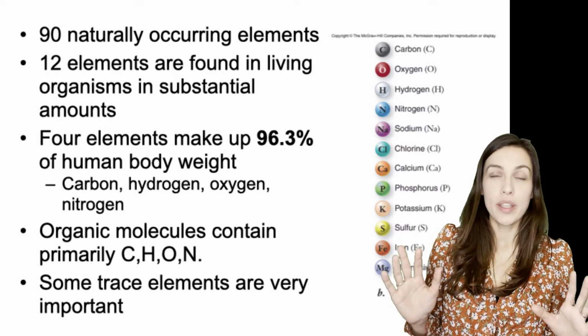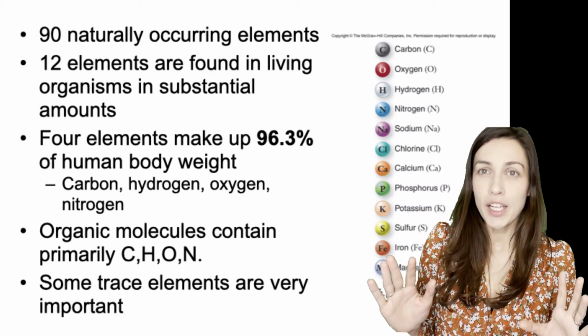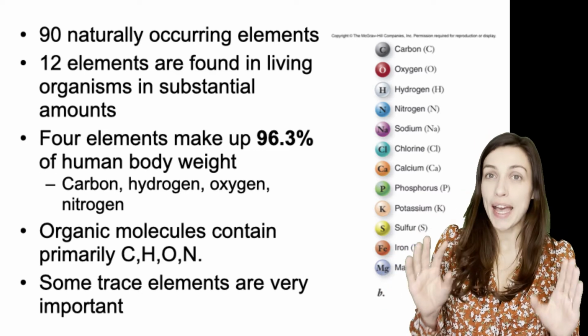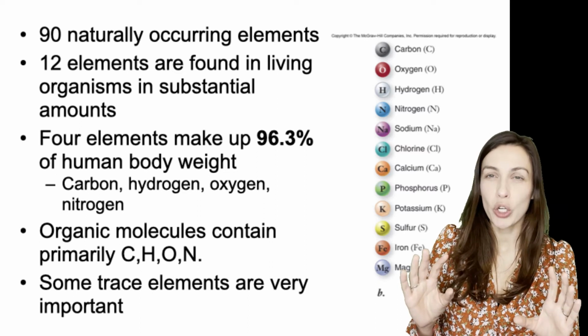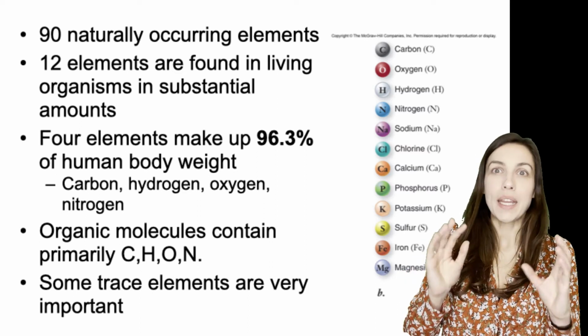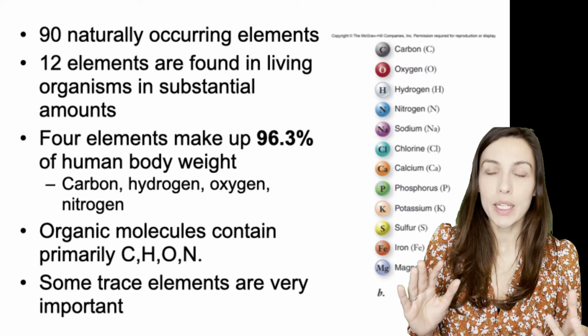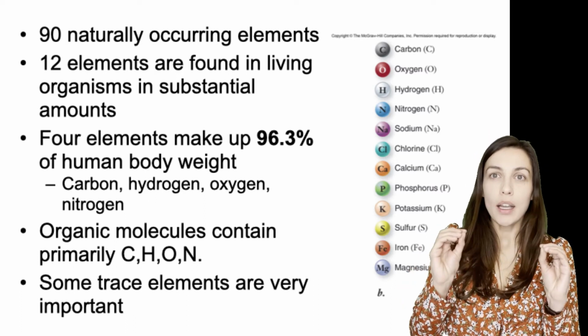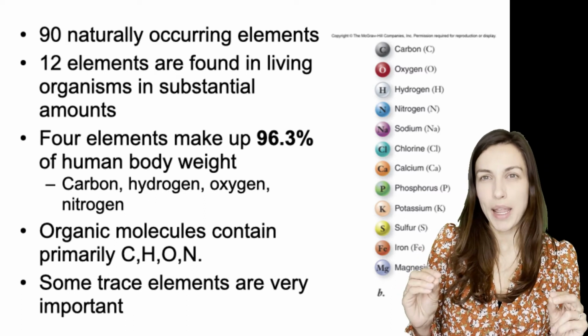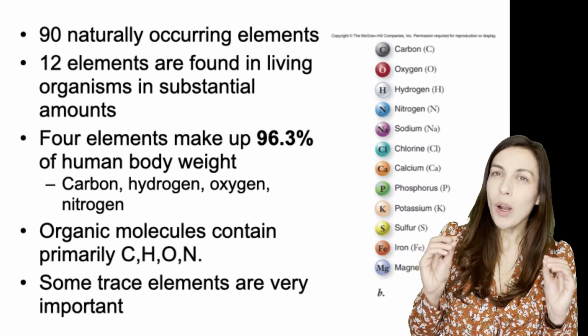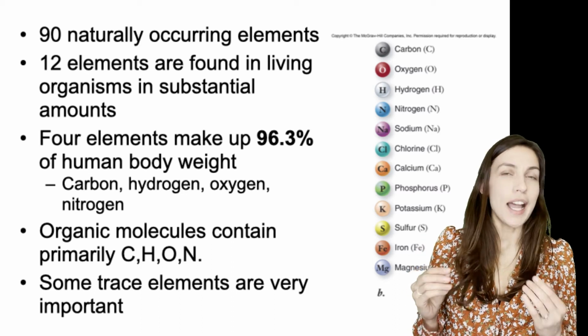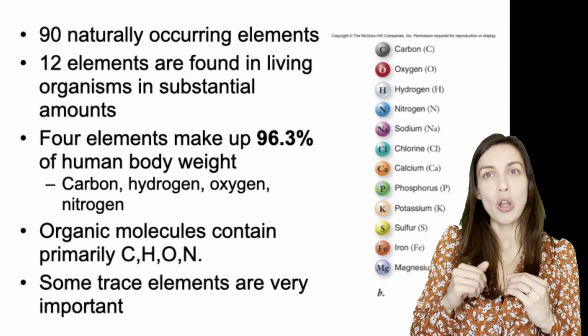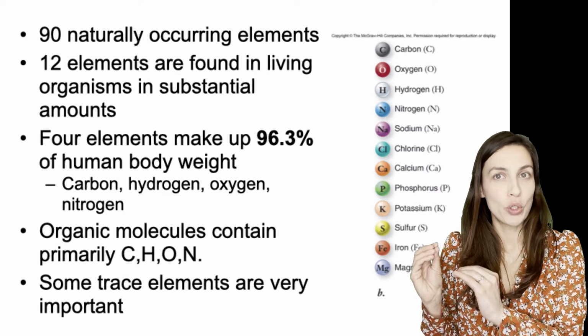So now we know that there are over 100 different kinds of atoms. 90 of them are naturally occurring. 4 of them make up most living organisms. Okay, so what is the structure of an atom? And how are atoms different? What makes a hydrogen atom different from an atom of gold?